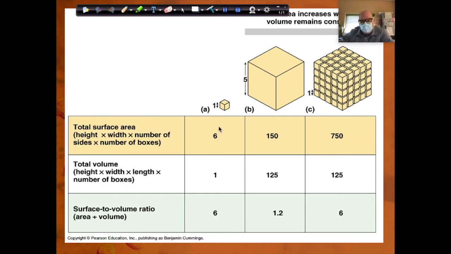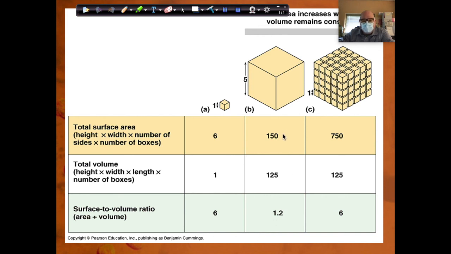We have a cube with side of 1, and we have 6 surface area and 1 for the volume. So that gives us that ratio of 6. This time we use a cube side of 5, so we go up to 150 and 125, but that ratio goes down. Even though these numbers got bigger, the ratio went way down.